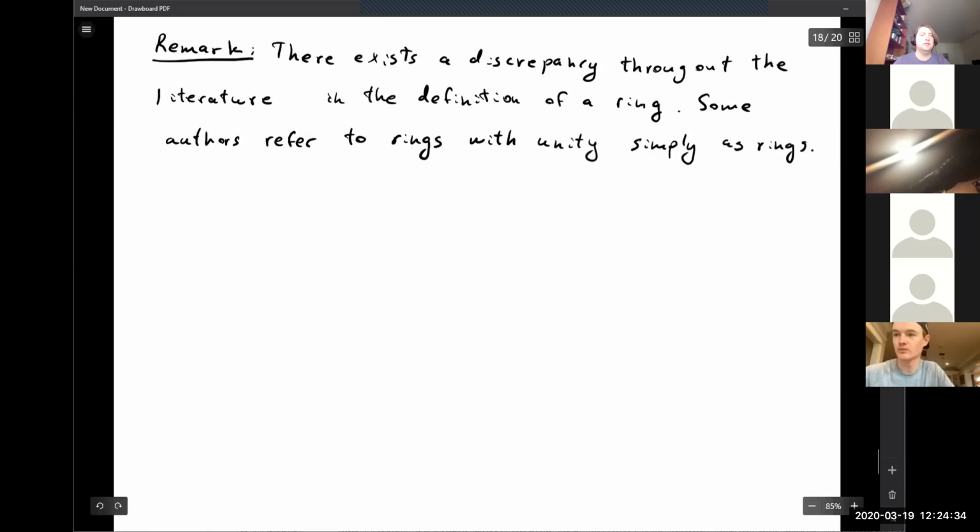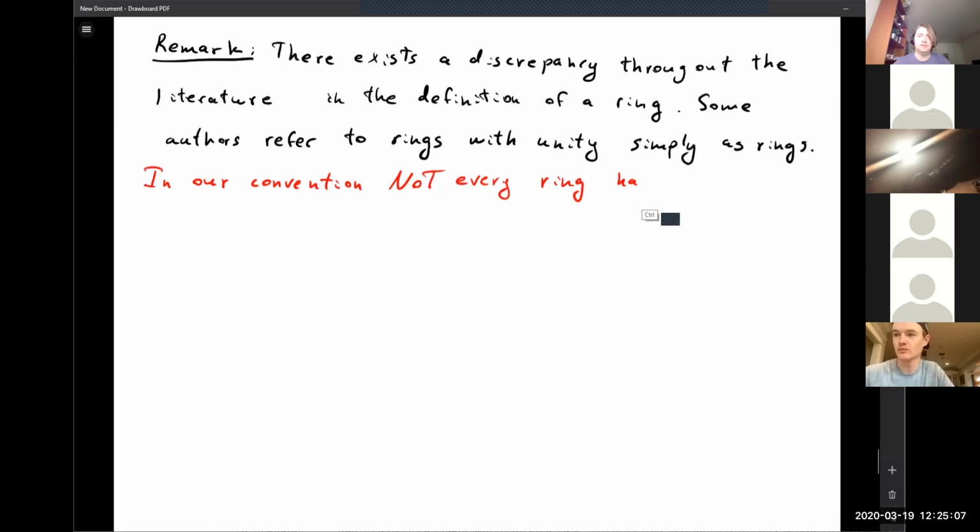Important thing here, in our convention, which is used in the textbook and which will be used on lectures throughout the course, not every ring has to have a unity.